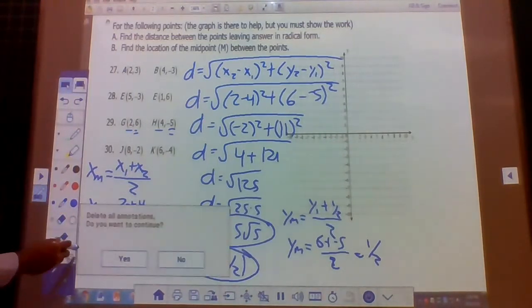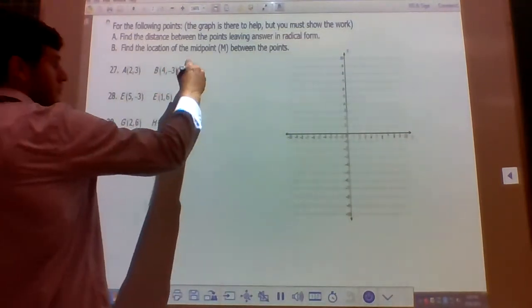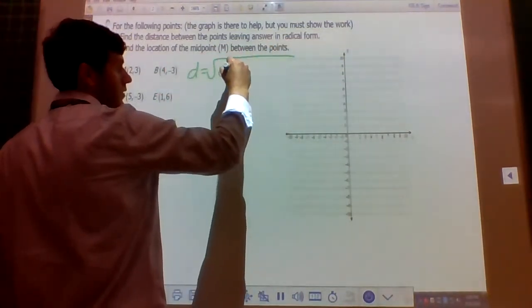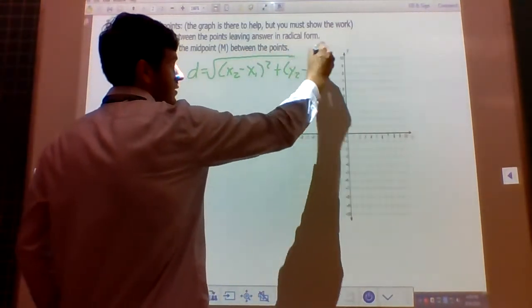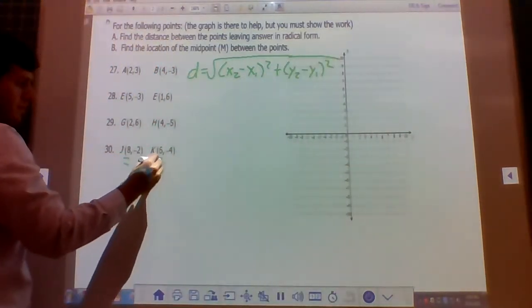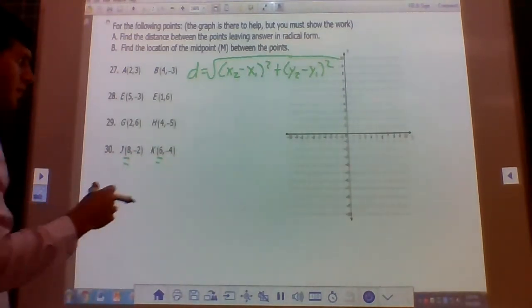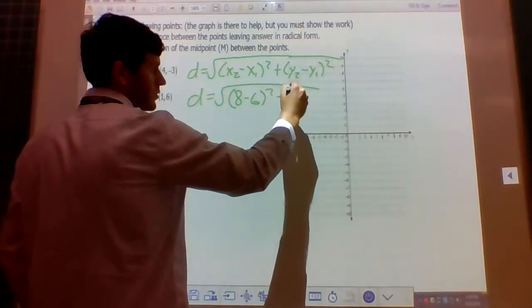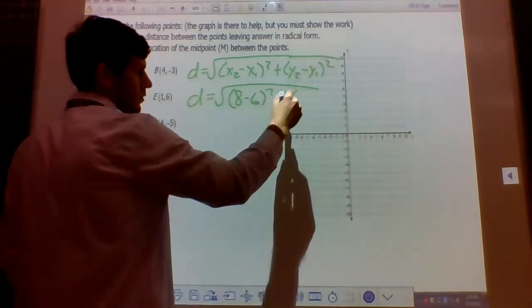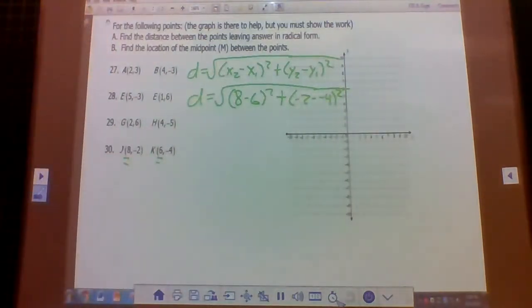Okay, let's do the last one here. Okay, distance, square root, x2 minus x1 squared plus y2 minus y1 squared. So we just know the midpoint, right? Okay, let's do it out. So distance is 8 minus 6 of the two x values. The two y coordinates are negative 2 and negative 4. So minus negative 4 squared. Okay.